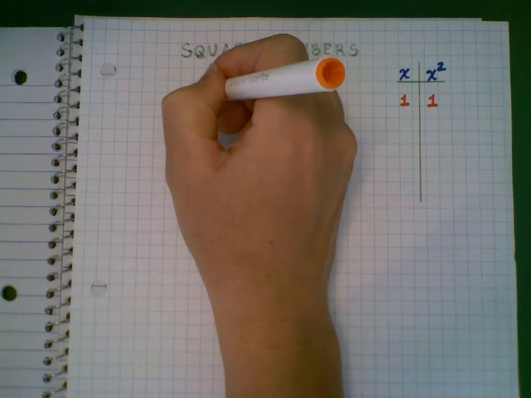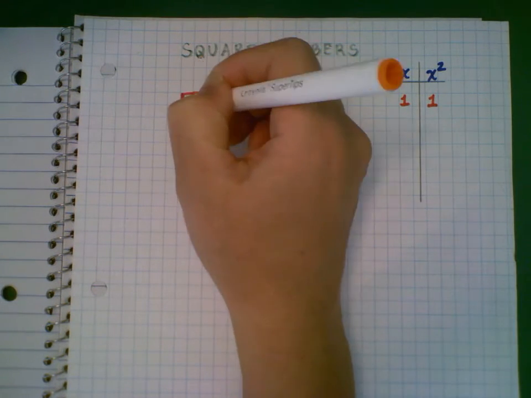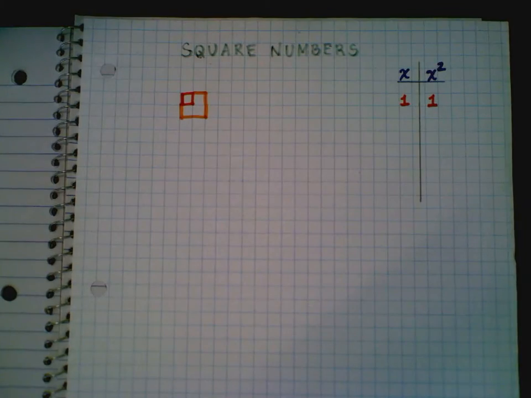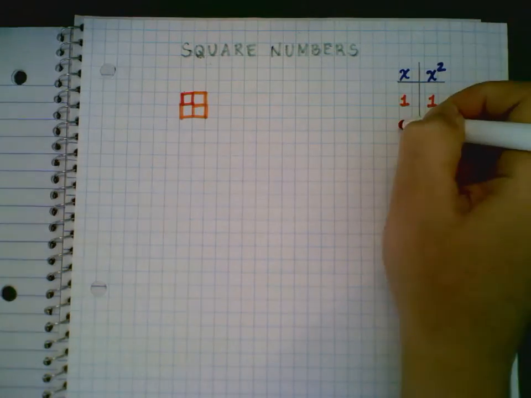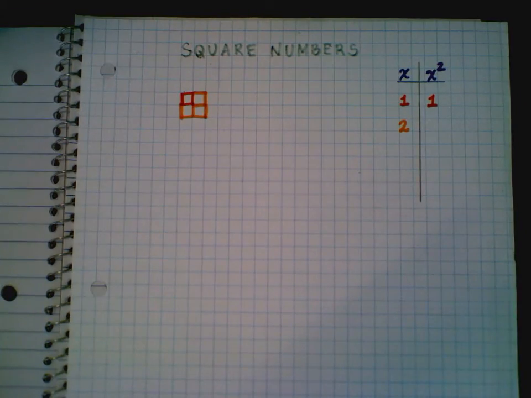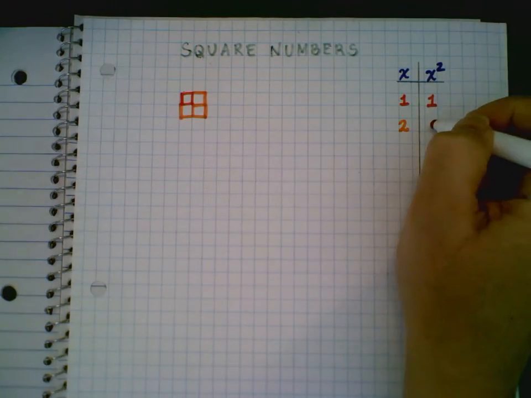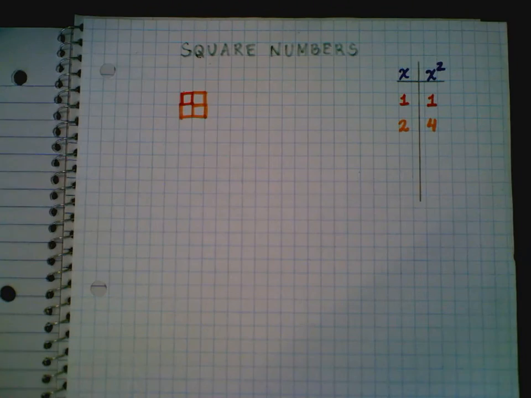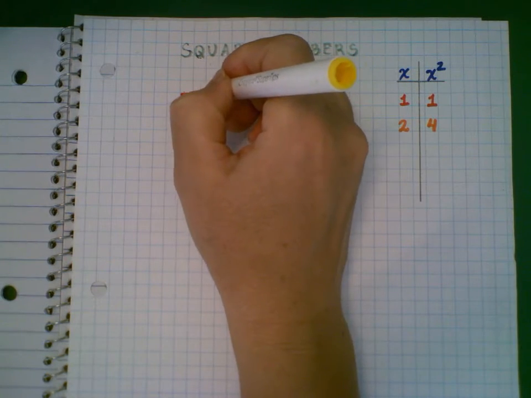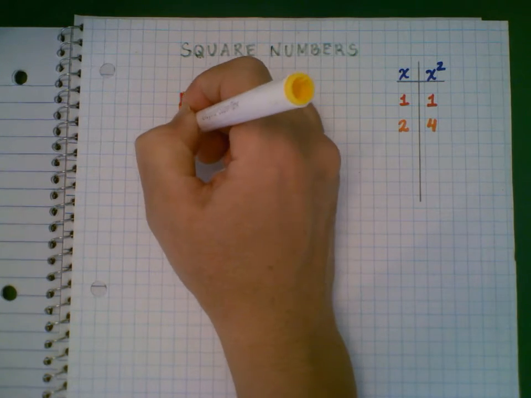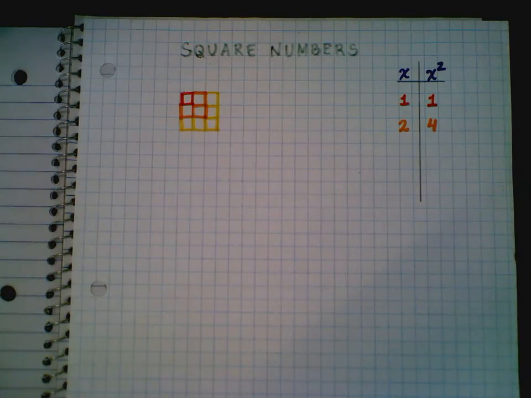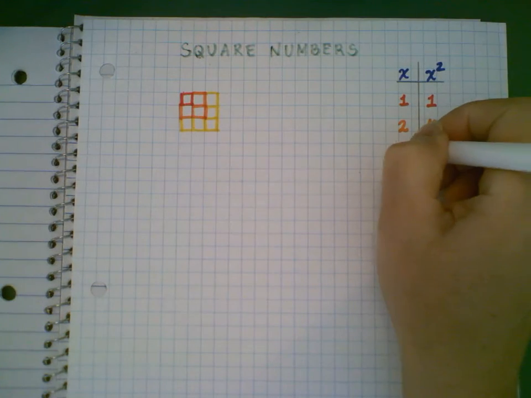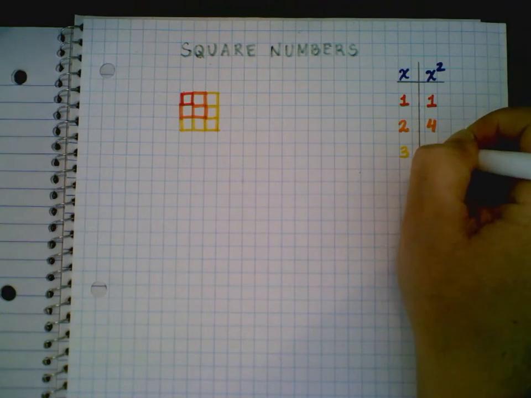If I make the next largest square up from there with whole number sides, that's going to be a 2 by 2. And the total number of squares represented in there is 4. I'll continue along here, so 3 by 3. So a 3 by 3 square contains 9.